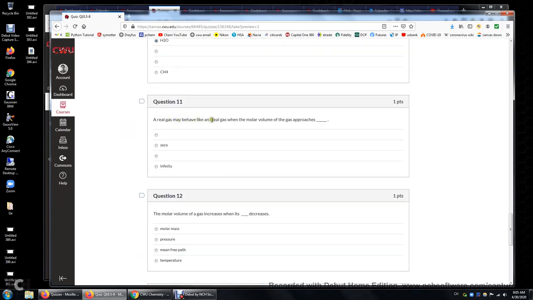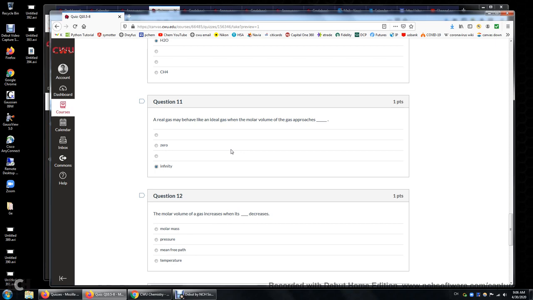A real gas may behave like an ideal gas when the molar volume of the gas approaches infinity. When the molar volume of the gas approaches infinity, that means first, the volume of the container is so much greater than the size of the molecules that we don't even need to take the size of the molecules into account. And two, the distance between the molecules is huge. That means the attraction between gas molecules is negligible. And then this real gas behaves like an ideal gas.